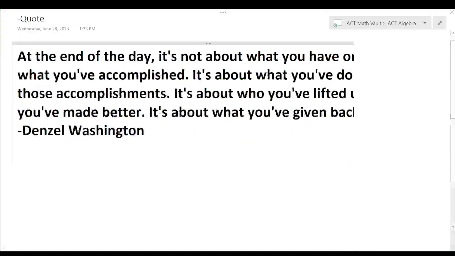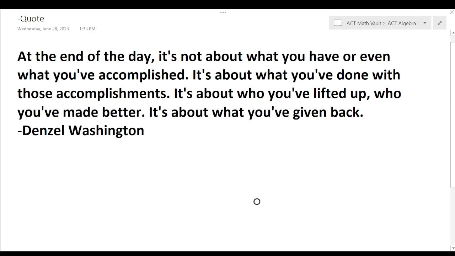Let's talk about a quote to leave you with some inspiration. At the end of the day, it's not about what you have or even what you've accomplished. It's about what you've done with those accomplishments. It's about who you've lifted up, who you've made better. It's about what you've given back. That is from Denzel Washington.